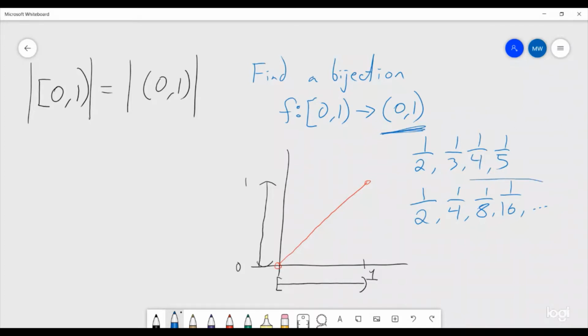I am going to use this second one just because it's a little bit easier to write in our function when we are defining the bijection. So what we are going to do is we have to deal with where do we send 0. So let's send 0 to 1/2. So we are going to just send 0 right there to 1/2.